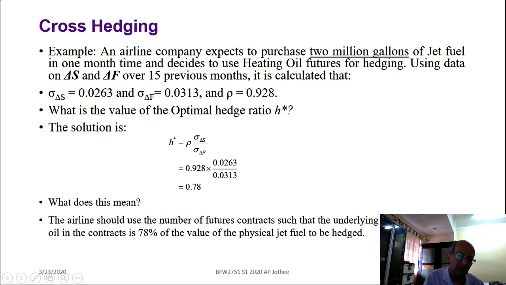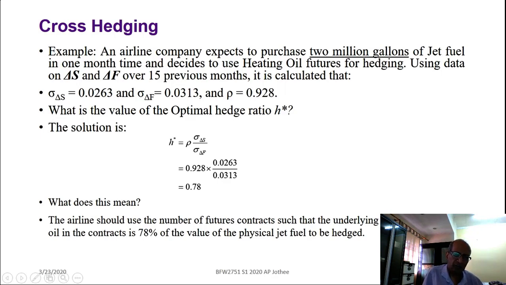How many contracts? The solution is H equals rho times the standard deviation of the spot, divided by the standard deviation of the futures. It's all given here. Just plug in the figures. 0.928 is the rho, that is the correlation factor, times 0.0263, the standard deviation of the spot, divided by 0.0313, the standard deviation of the futures. You got 0.78. Okay, what does the 0.78 mean?